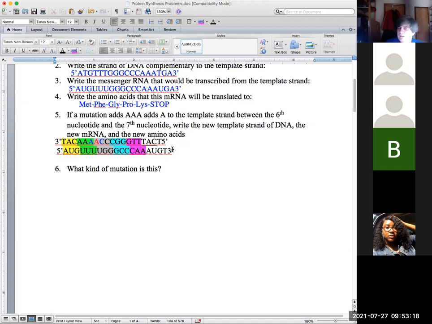Notice it's really asking us for 3 things in this problem. The new strand of DNA, the new template, the new messenger RNA. Well, notice AUG is exactly the same as it was before. UUU is exactly the same as it was before. So that means those are not going to change. So we've still got methionine, phenylalanine. Those are our first 2 amino acids.